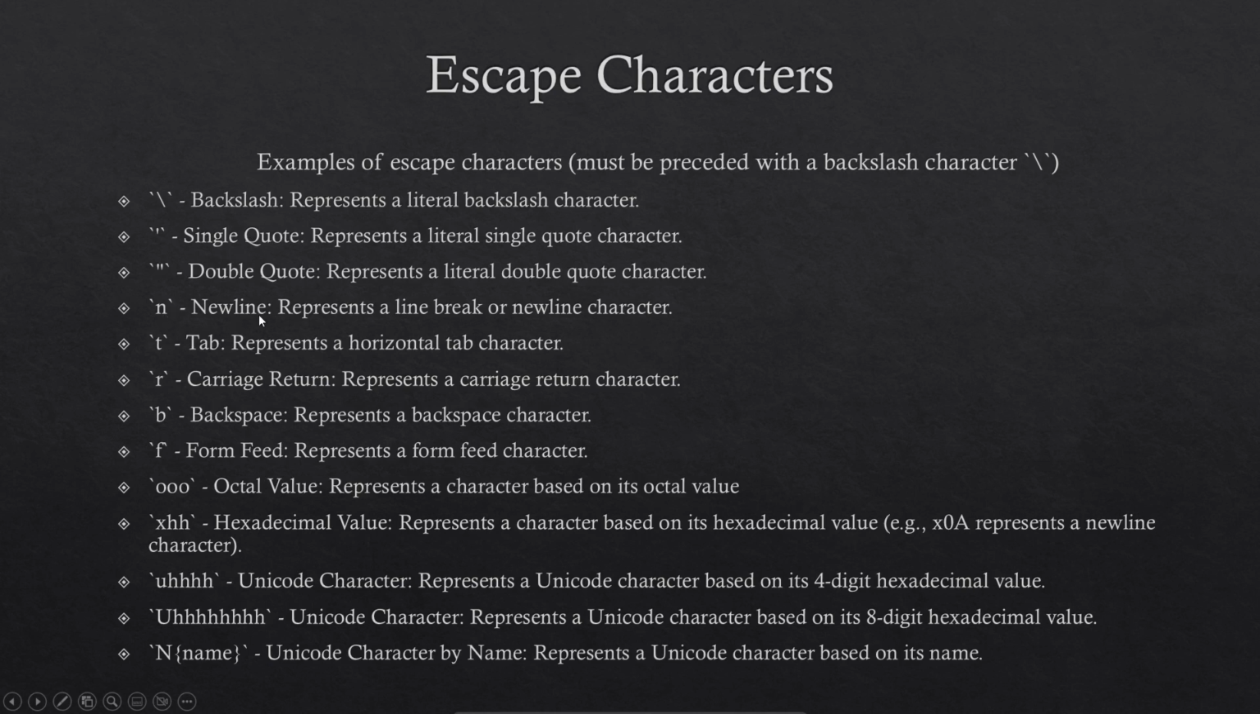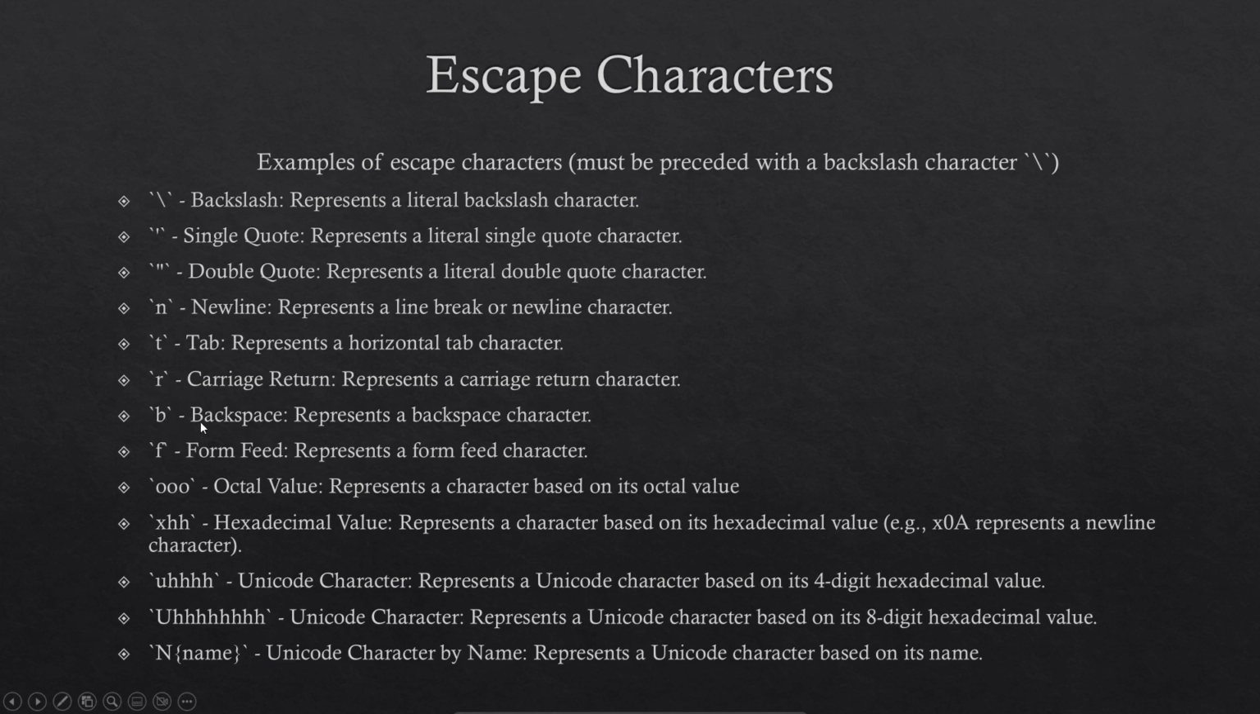Next is the new line character, which represents a line break or a new line character. And this pushes all the text to the right of this escape character down to the next line. Then we have the tab, which just inserts a tab. Then you have the carriage return, which represents a carriage return. And what this does is it brings the cursor back to the beginning of the string and then starts overwriting the beginning of the string with whatever is after the carriage return.